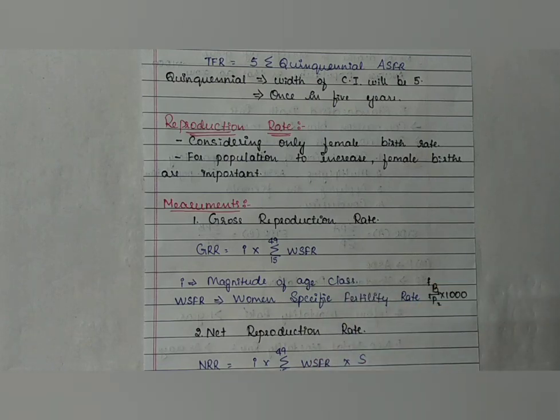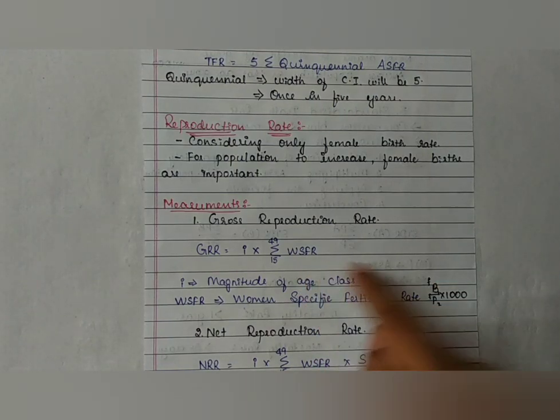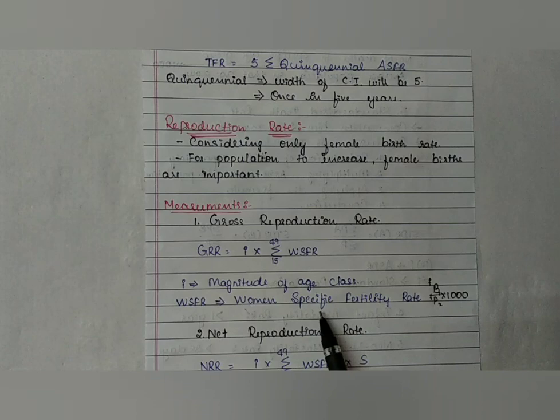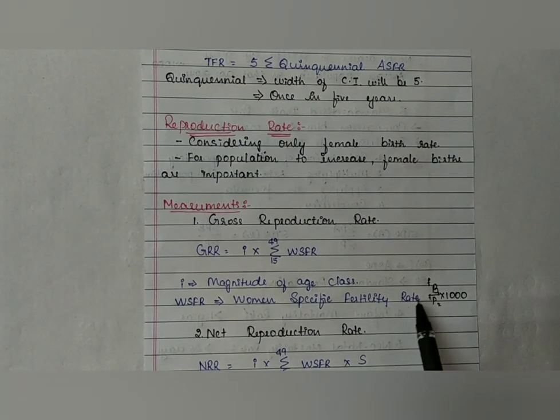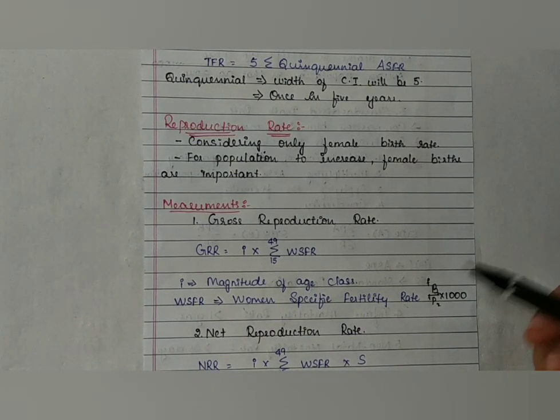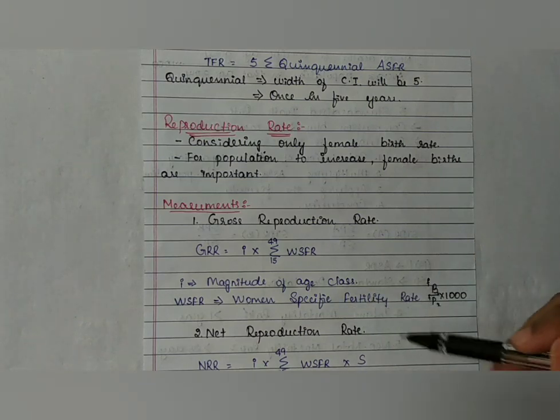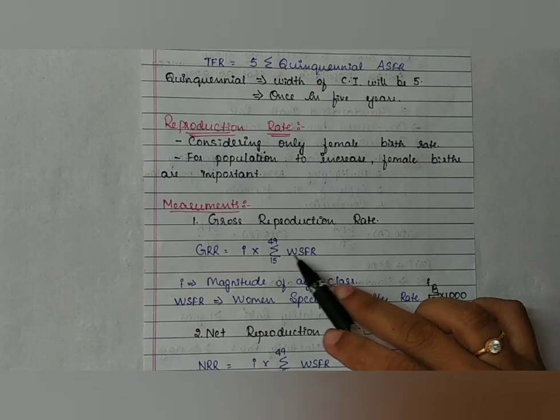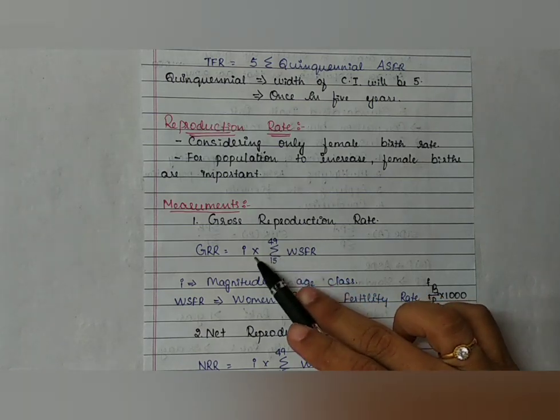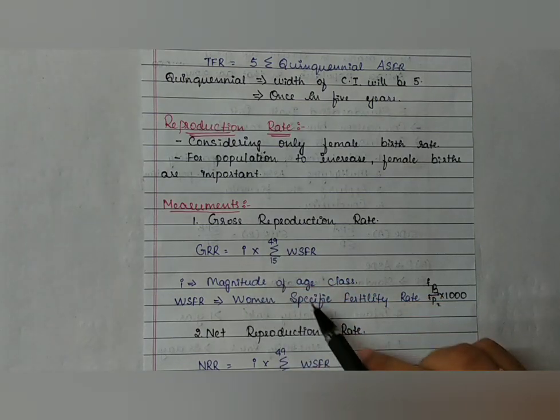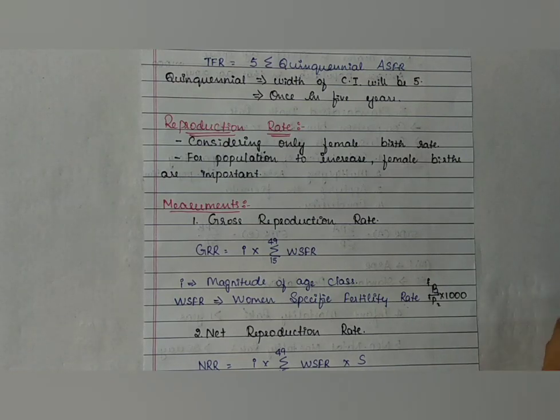So now how is WSFR calculated? WSFR is nothing but women specific fertility rate. It is similar to ASFR, which we calculated in fertility rate. Similar to that, it is exactly that, and its summation is multiplied with I. I is nothing but the magnitude of each class.